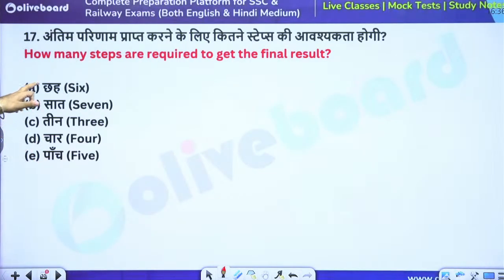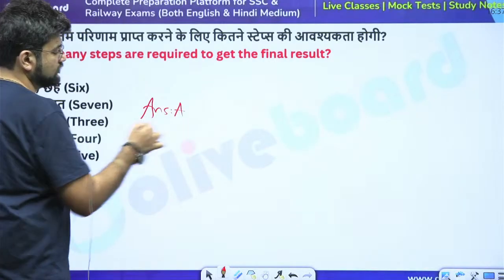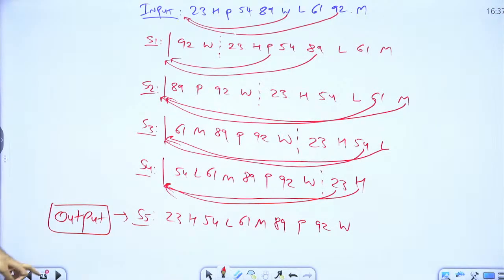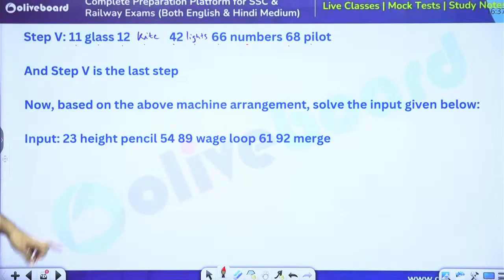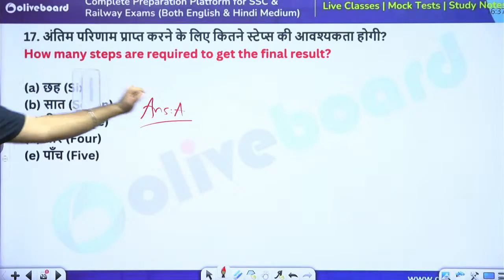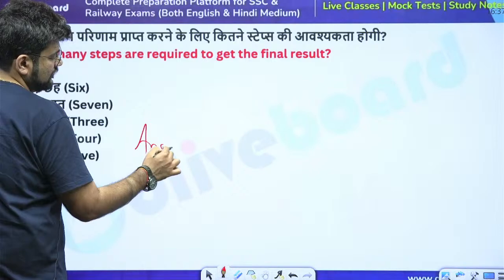Next. How many steps are required to get the final result? There are 6 steps. We found it in 6 steps. Option A. But if you observe, we found it in 6 steps here, right? Oh no, 5 steps. Sorry. My bad. Yeah, 5 steps only here also. Oh God. Checked it with the previous question. 5 steps. Sorry. Option E is the right answer.